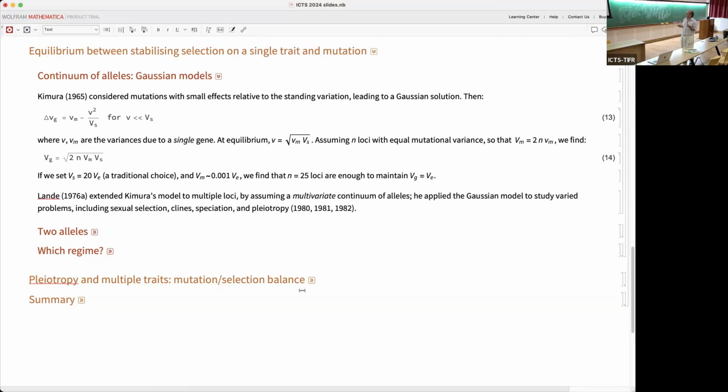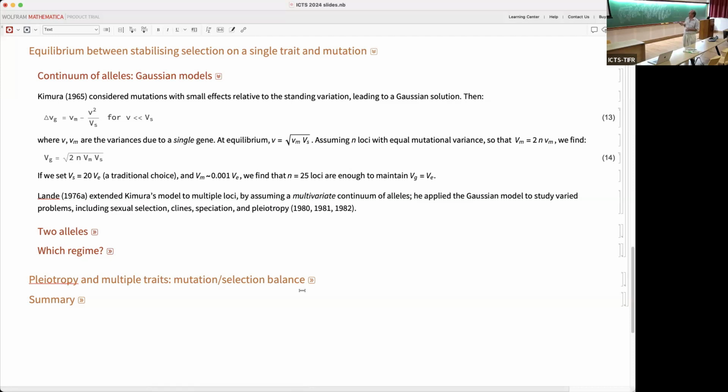And then it's reduced by this amount we had, v squared over Vs, right? And you can just solve for the little v. At equilibrium, we find that the variance contributed by this single locus is just root vm Vs, right? So it's a really simple formula. And we also know that the total mutational variance that we can actually observe is for diploids 2n times vm, where n is the number of loci.